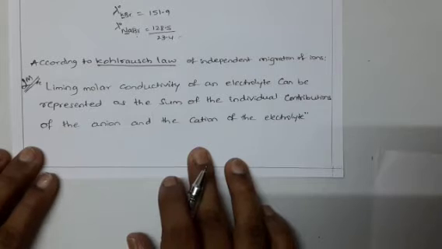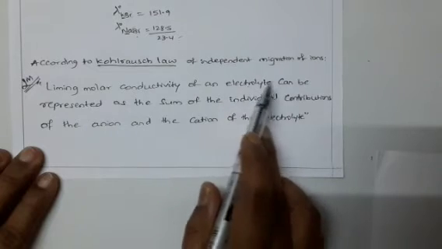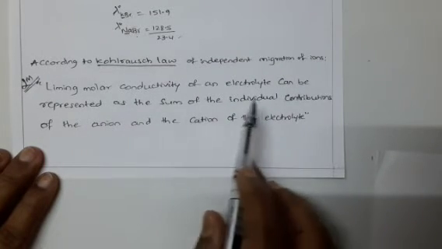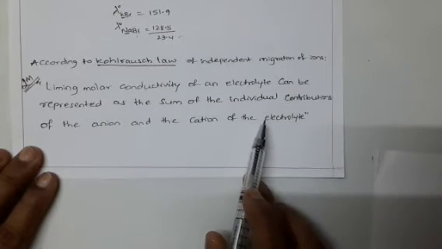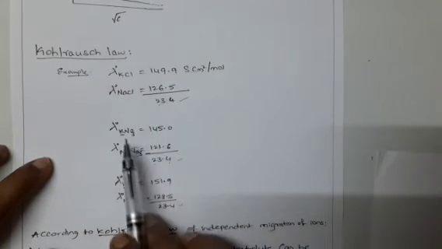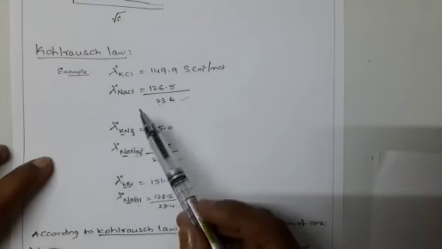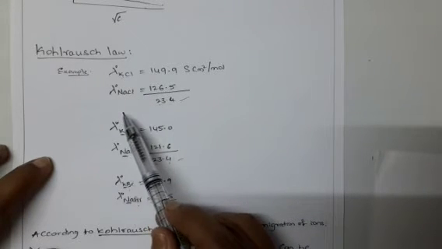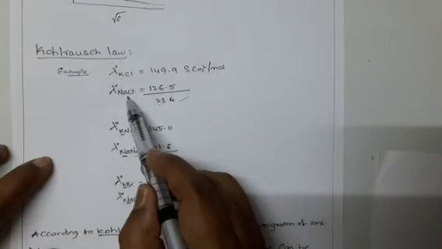This is one question that comes from Kohlrausch law. The law says that the limiting molar conductivity of an electrolyte can be represented as the sum of the individual contributions of the anions and cations of the electrolyte. So we can see here KCl and NaCl, KNO3 and NaNO3, and KBr and NaBr. Here potassium and sodium give the same contribution, they are not associated with the chlorine.